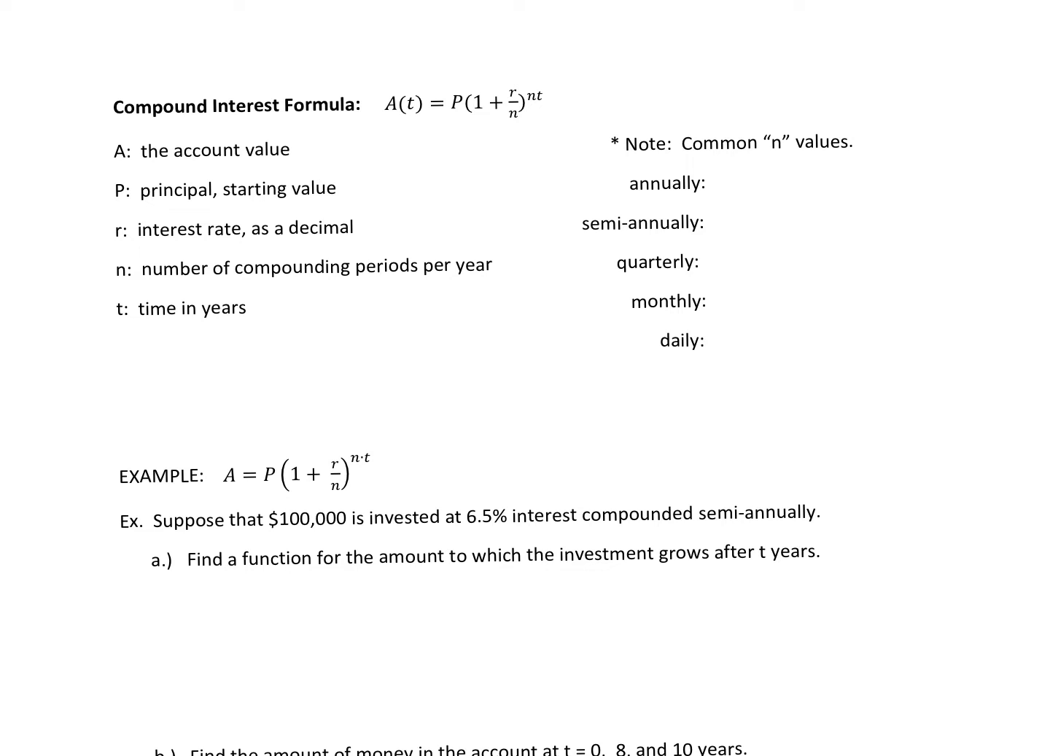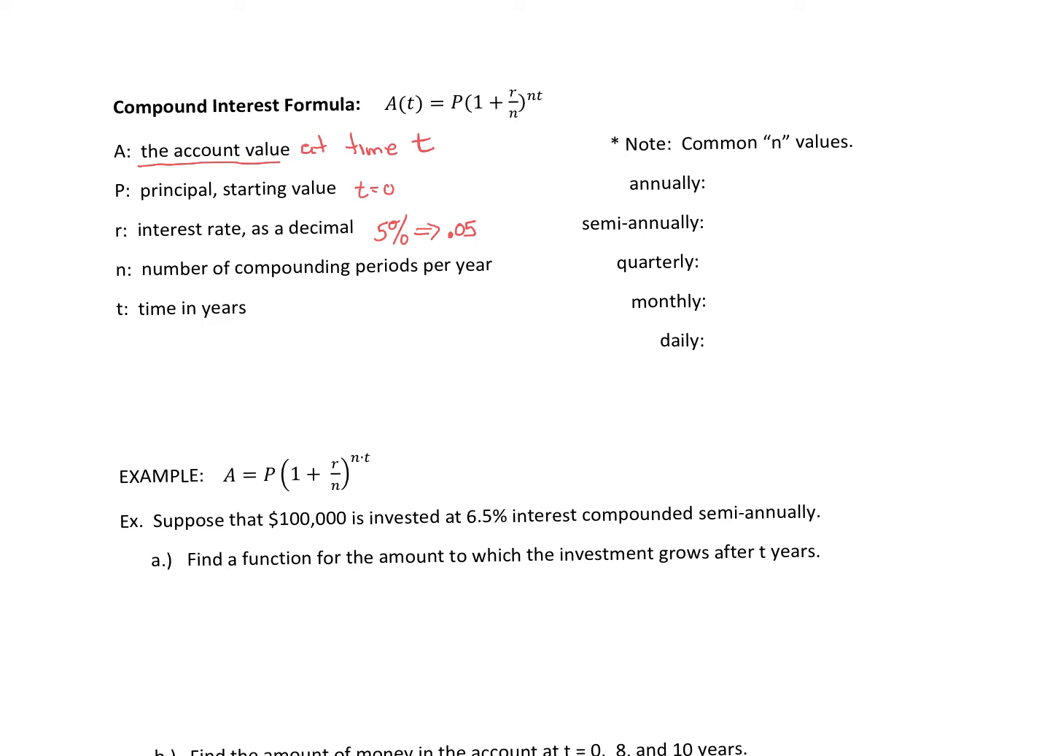The A is the account value at time t. The P is the principal or the starting value, so at t equals 0. R is the interest rate as a decimal. So for example, if you have 5%, that becomes 0.05. We move the decimal 2 places to the left.